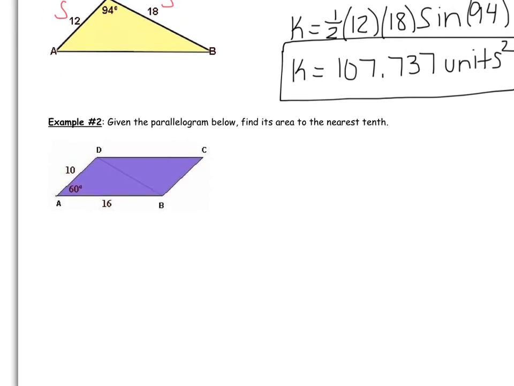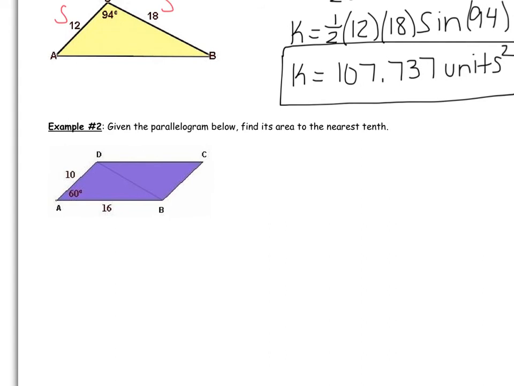Given the parallelogram below, find its area to the nearest tenth. Well, do you agree that this parallelogram is made up of two equal triangles? Well, that would mean that this triangle down here would be equal to this triangle up here. So if I find the area of one of them, I could just multiply it by 2. So do I have side, angle, side? Side, angle, side.